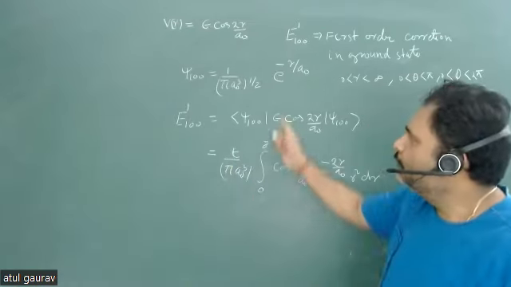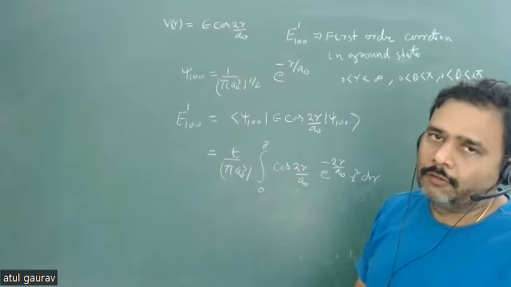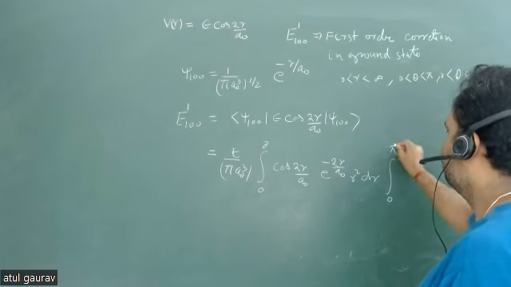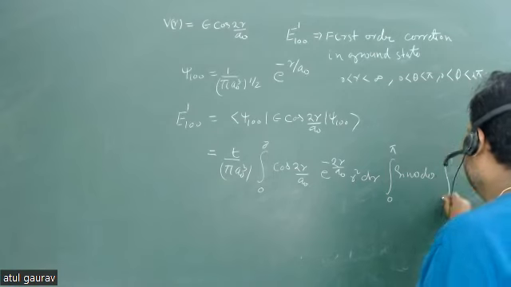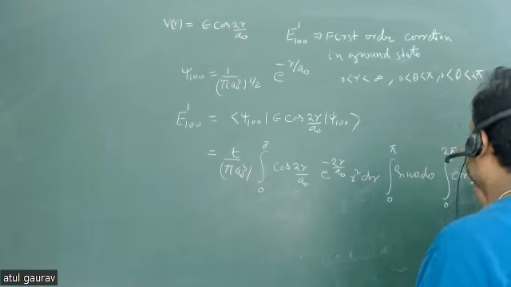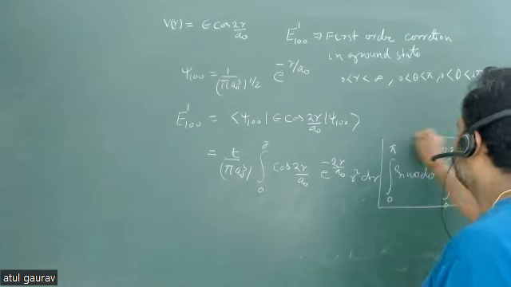But yes, I have used the total wave function. So what I have to do? I have to just go for complete variable. So next is 0 to pi sine theta d theta into 0 to 2 pi cos phi d phi. Now, can you please tell me what is this value?